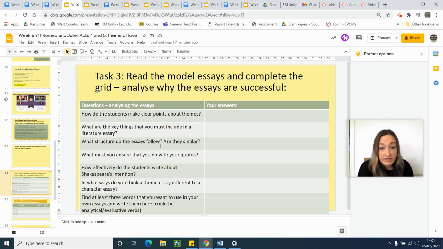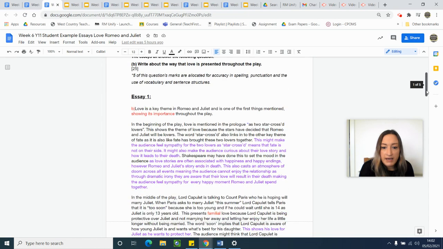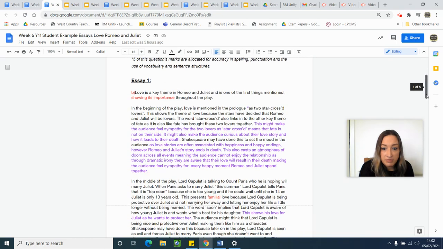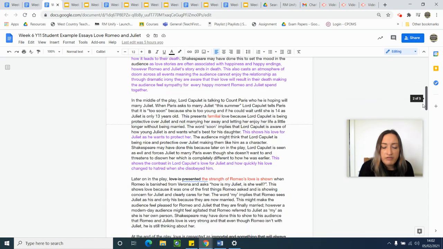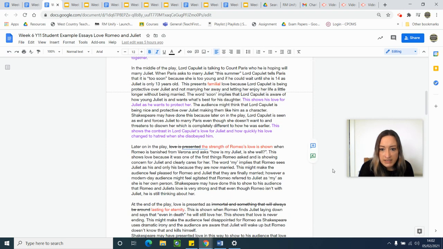What structure do the essays follow? Are they similar? What must you ensure that you do with your quotes? How effectively do the students write about Shakespeare's intention? In what ways do you think a theme essay is different to a character essay? And then find at least 3 words you want to use in your own essays and write them here. You will see the purple pen are bits I've advised the students to improve. It might have been with my comments at the bottom, but in the original documents I also had comments down the side as well.